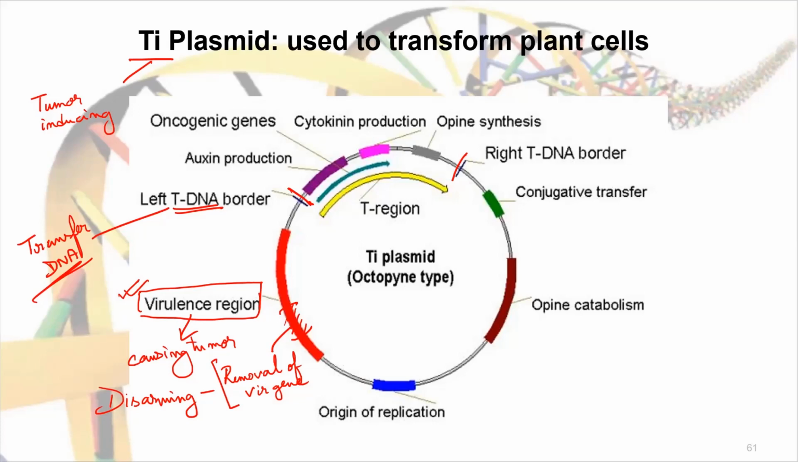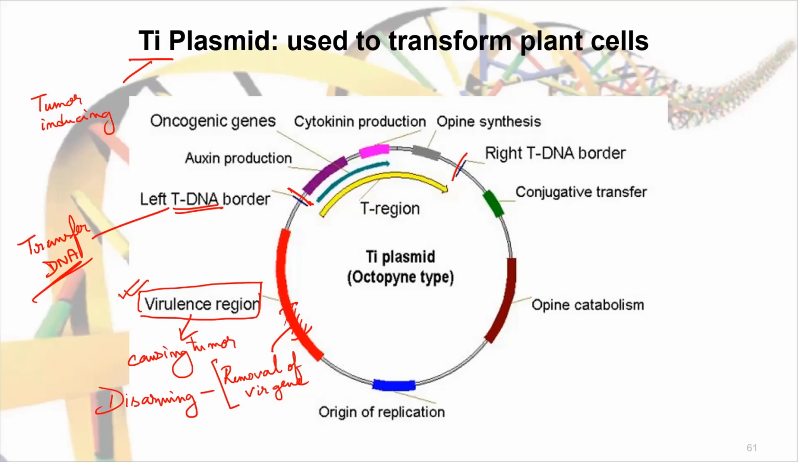So now this Ti plasmid, if it is introduced, then the bacteria will introduce the Ti plasmid into the host cell, but it will not be able to cause the disorder. Okay?